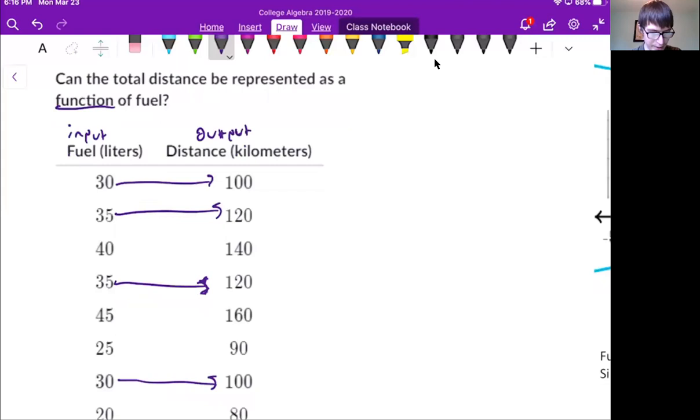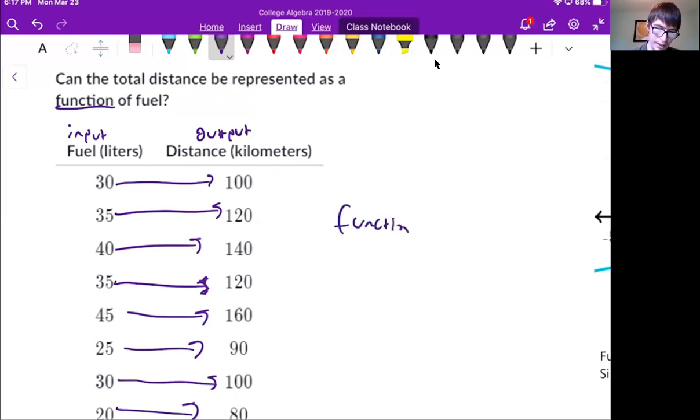Okay, so 40 goes to 140. There's 45 goes to 160. There's no other 45s. 25 goes to 90, and 20 goes to 80. So every input has exactly one output. It doesn't look like there's anything else to look at here. Every input goes directly to one output. And that's just a function. It works fine. So because every input has exactly one output, we would call this a function. In other words, in answer to the question, the answer would be yes.